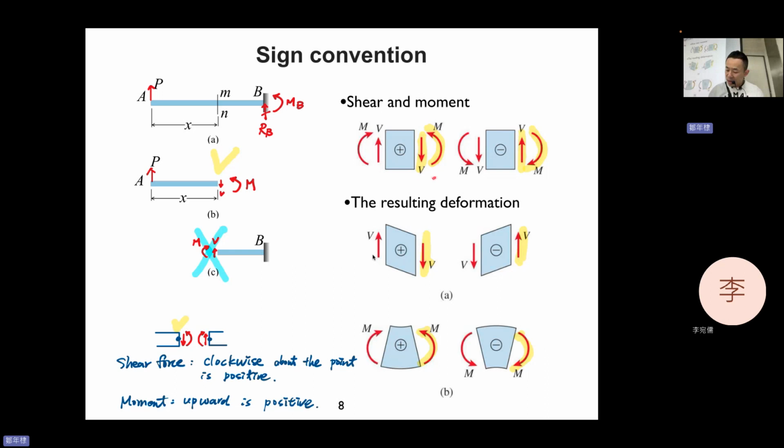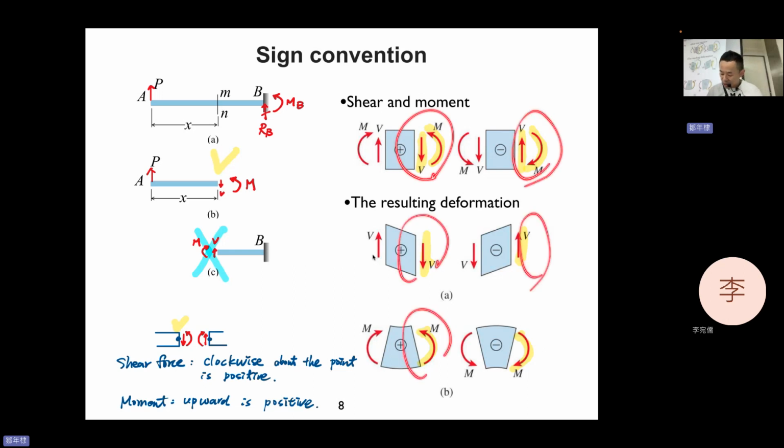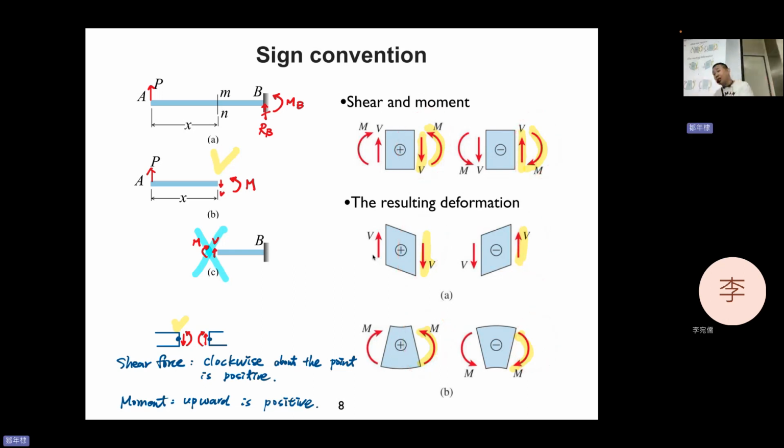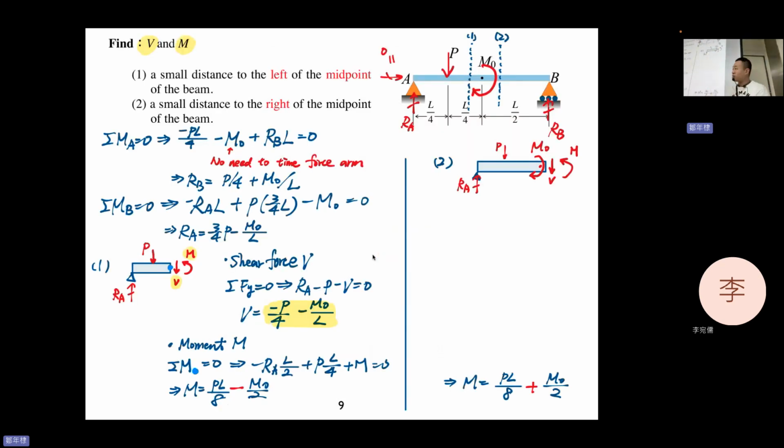So we keep the left-hand side, and then we write the V and M on the right-hand side. Very important. Otherwise, your answer will have a sign difference. And last time we finished our class at this problem.